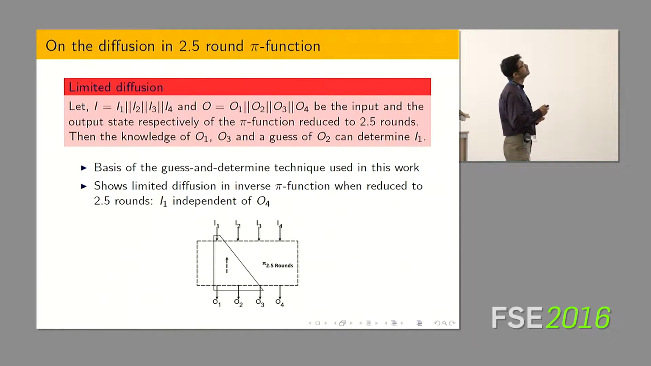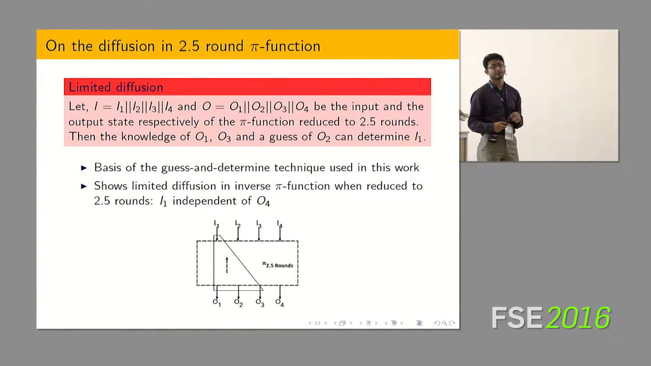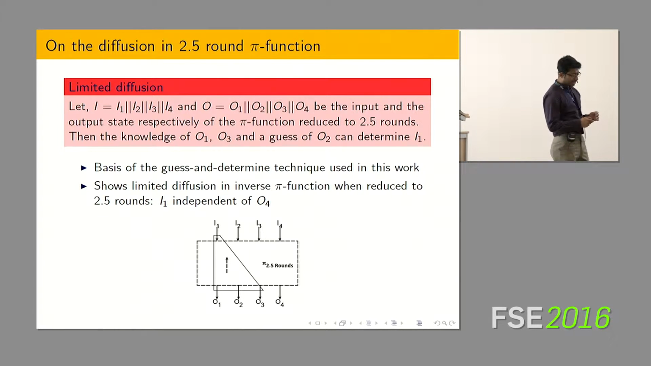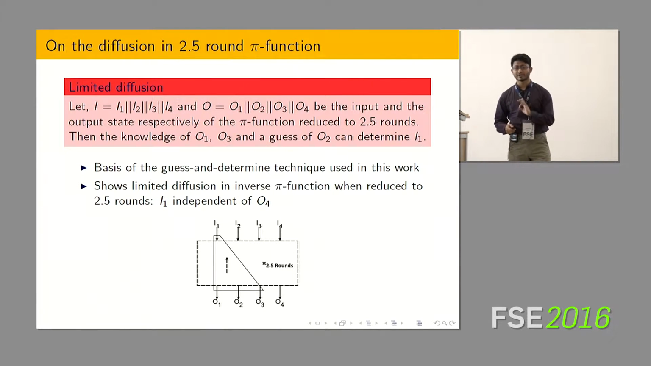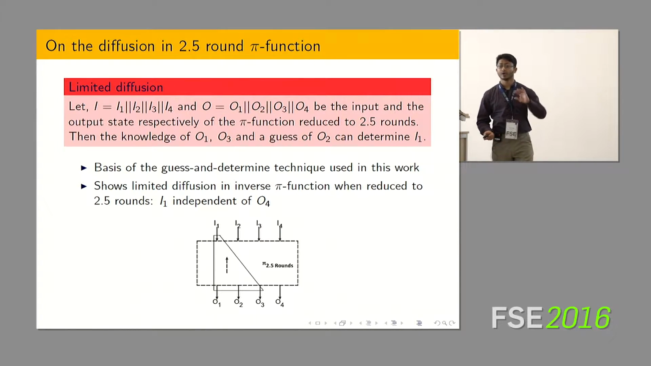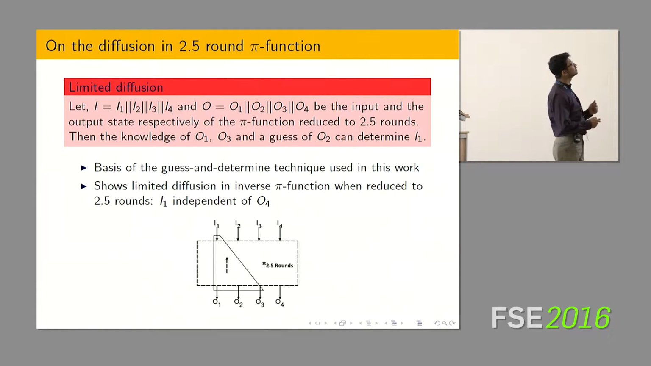Finally, this is the most important observation that we make. If the Pi function is reduced to 2.5 rounds, what we find is that in the inverse direction, I1 does not depend on O4. So if O1 and O3 are known, and we guess O2, then we can go in the backward direction and determine I1, independent of the value of O4. So there is limited diffusion when reduced to 2.5 rounds. This is the main basis of our work.